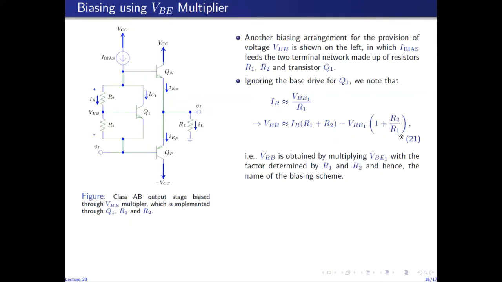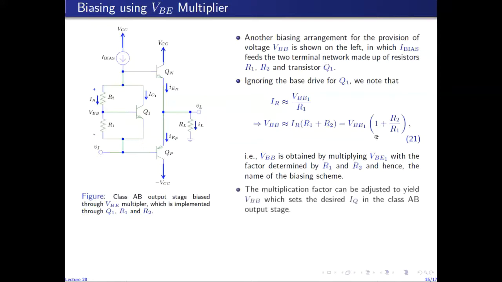So by adjusting this factor, we can yield a value of VBB, which in turn sets the desired quiescent current IQ in the class AB output stage through the relation that we derived earlier, that is IQ is IS times exponential of VBB by 2VT. So adjusting this factor gives us a VBB that can set the desired quiescent current in the output stage.